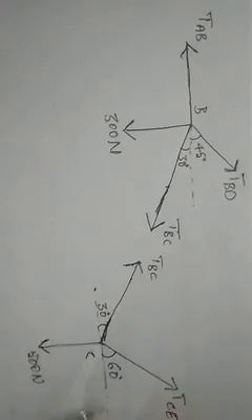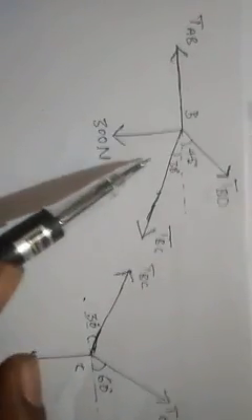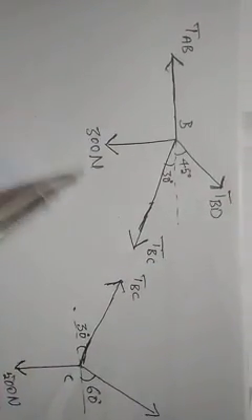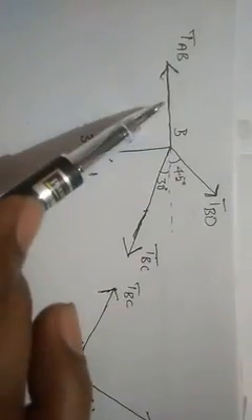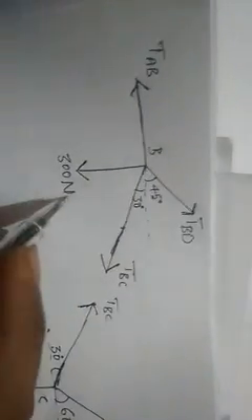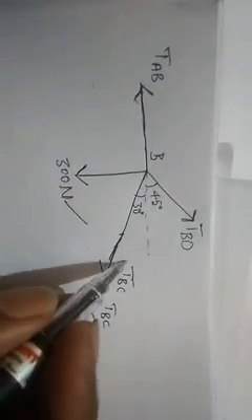So always try to know that. See here, there is one known force, 300 newton, but this force is unknown, this force is unknown, this force is unknown. Here the only known is this one, but you don't know this one, and you don't know this one, okay.